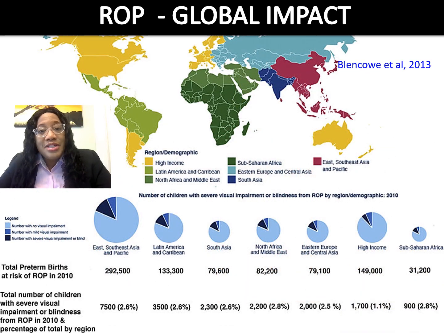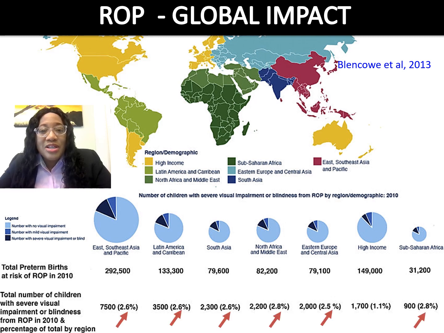ROP is a condition of abnormal retinal vascularization in premature infants exposed to supplemental oxygen, with a significant global impact. There is no known cure for ROP, and it remains a leading cause of avoidable childhood blindness worldwide. ROP incidence has increased in severity in infants of younger gestational ages and lowest birth weights, less than 1,000 grams.